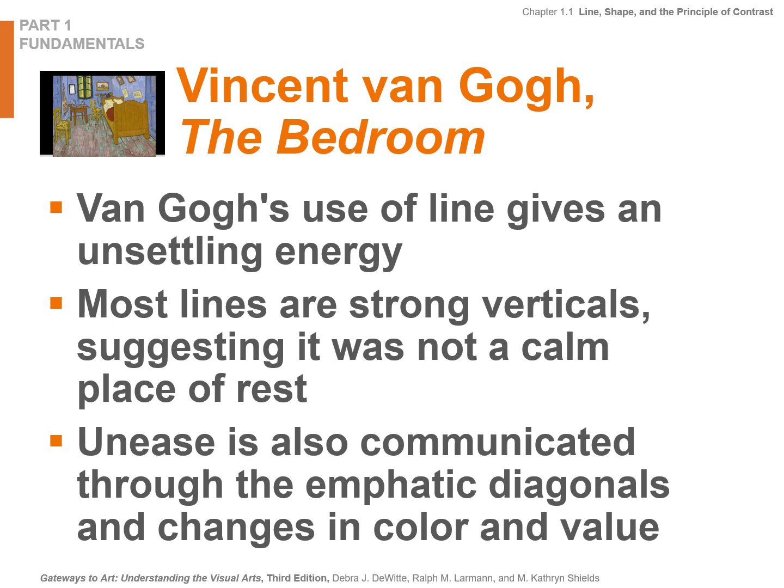Our text goes on to even say that most lines are very strong verticals, suggesting it's not calm, and that unease is also communicated through the emphatic diagonals and changes in color and value. Definitely Van Gogh's use of color, they're beautiful, but the colors are always very jarring, which again really drives home this idea of mental unrest.